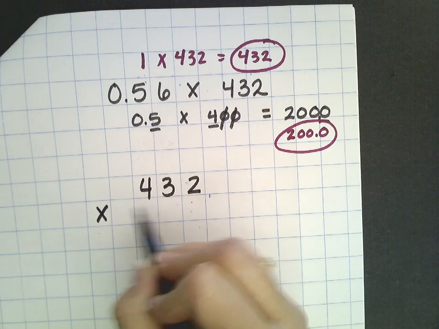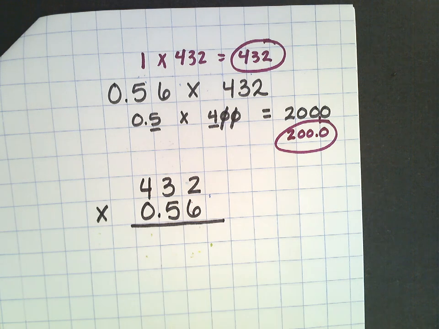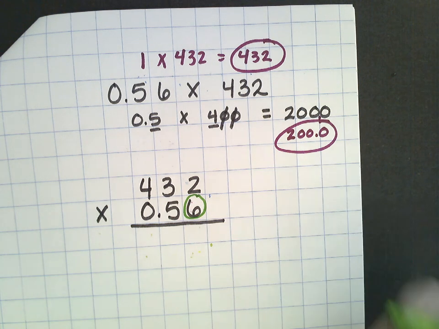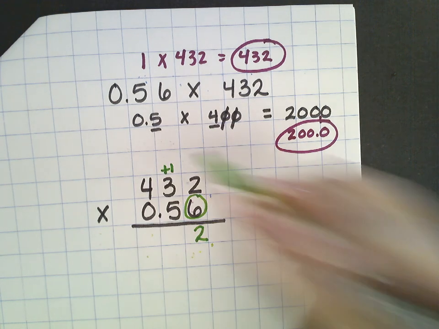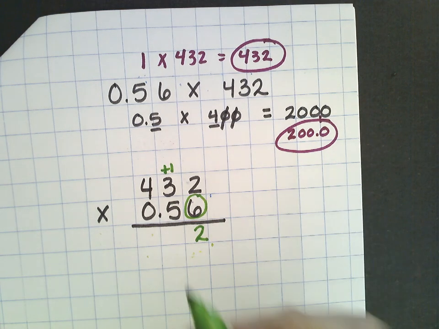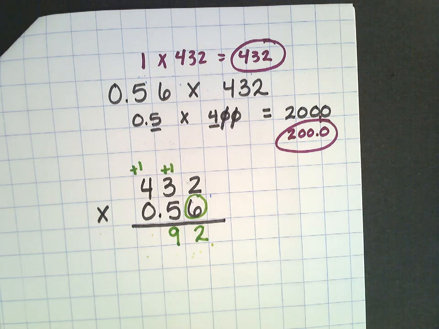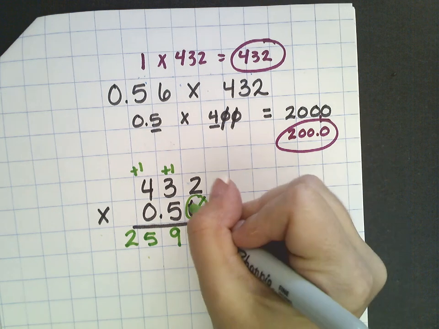432 times 0 and 56 hundredths. So it's basically like doing 432 times 56. So let's go ahead and start. We're starting with the 6. So 2 times 6 is 12. Put down the 2, carry the 1. 3 times 6 is 18, add on 1 is 19. Put down the 9, carry the 1. 4 times 6 is 24, add on 1 is 25. All finished with that.